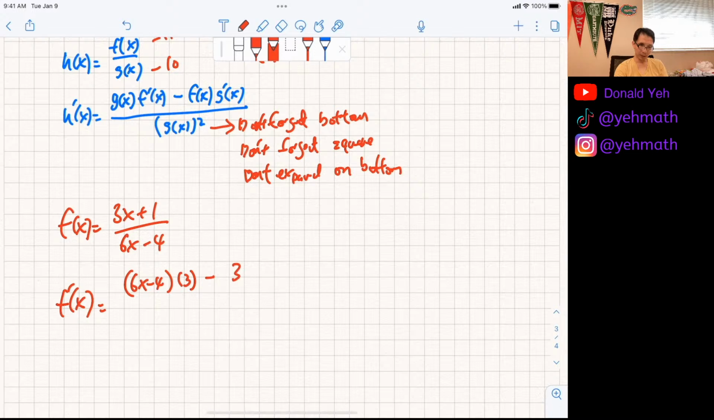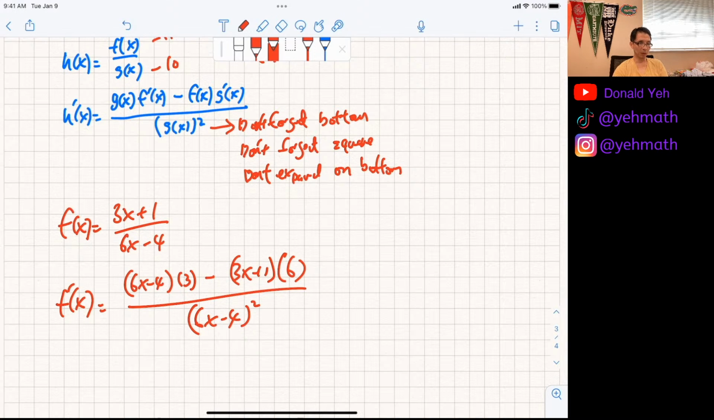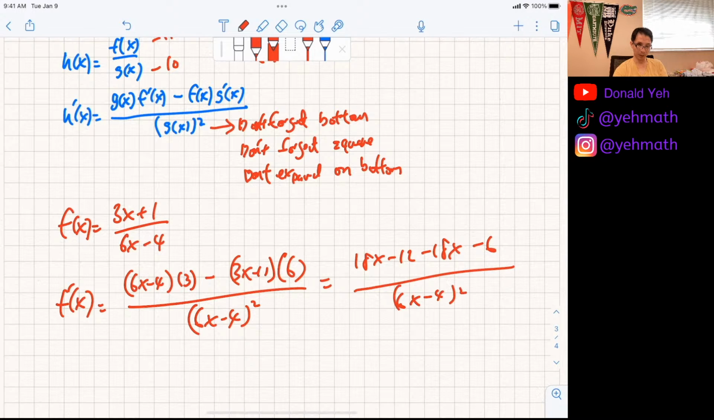So it'll be low d high, high d low. What's low? Derivative of low is what? 6 over 6x minus 4. Don't forget the bottom, and don't forget square, and do not expand. If you expand, it's actually worthless. You can expand the top though. So that's going to be 18x minus 12 minus 18x minus 6, over 6x minus 4 squared. So that's 0, negative 18 over 6x minus 4.